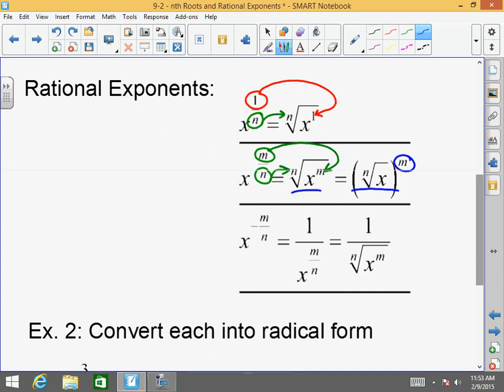Okay, now, what have I said? X to the negative m over n. Remember that we can't have negative exponents. So to make them positive, we got to bring it down to the denominator. So x to the negative m over n really equals 1 over x to the m over n, which equals 1 over the nth root of x to the m power. Remember that the numerator of the rational exponent is the exponent of the radicand. The denominator of the rational exponent is the index, or the root.